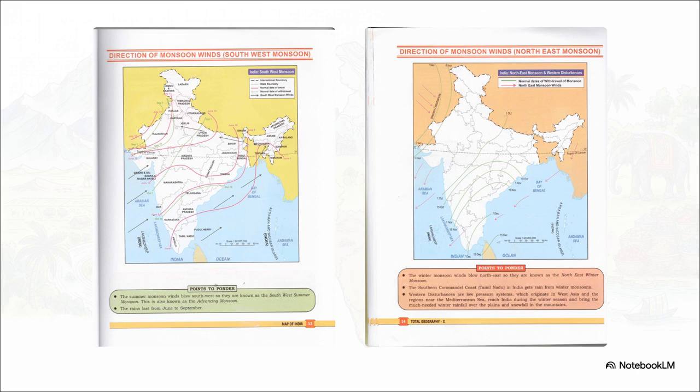On the left, the advancing southwest monsoon winds sweep in off the ocean, delivering those absolutely crucial summer rains. But contrast that with the northeast winter monsoon on the right. The winds reverse and blow over land, but remarkably, they pick up moisture over the Bay of Bengal just in time to dump winter rain right on the southern Coromandel coast.